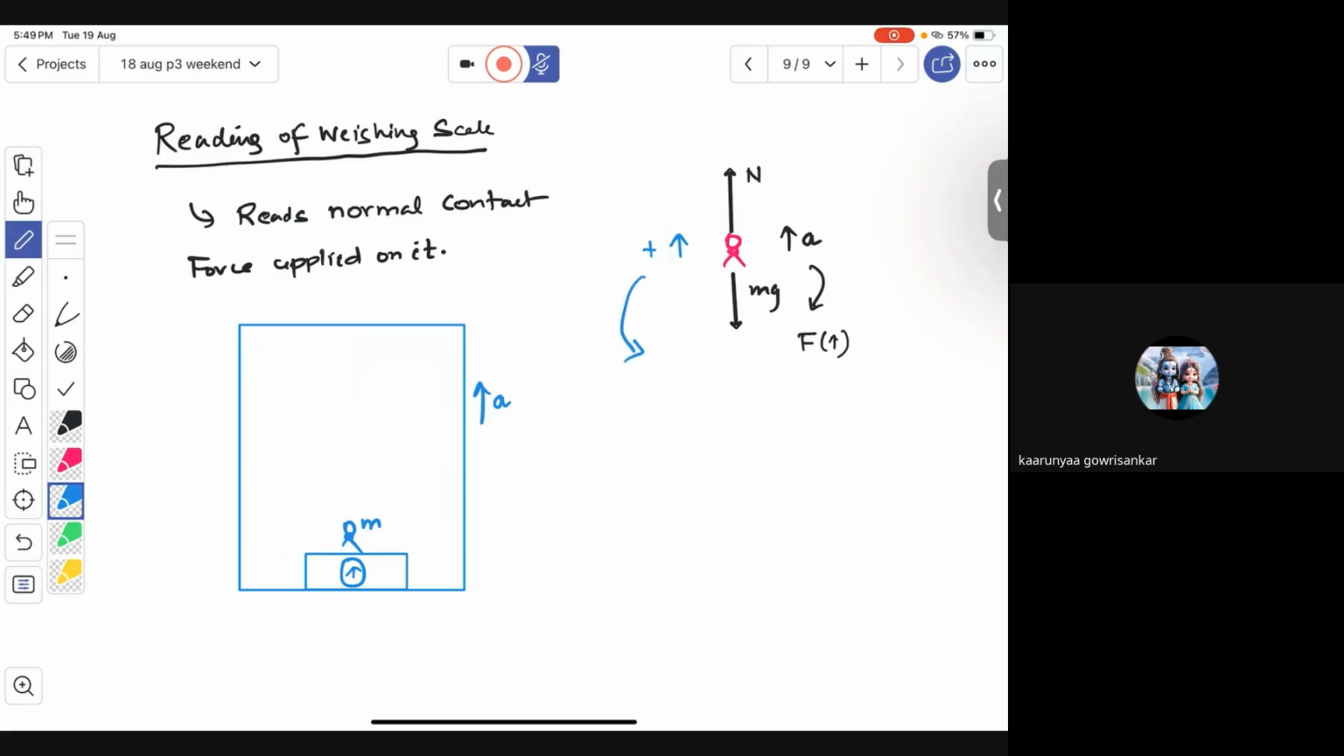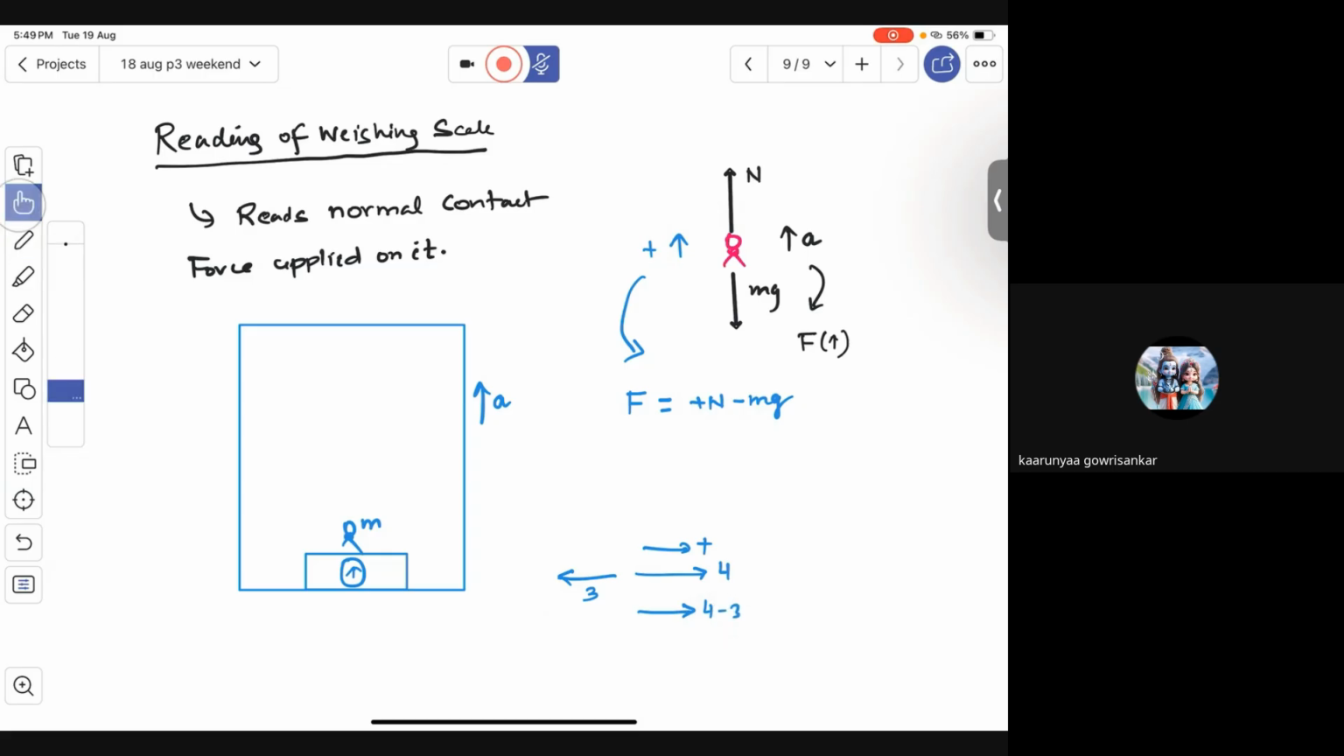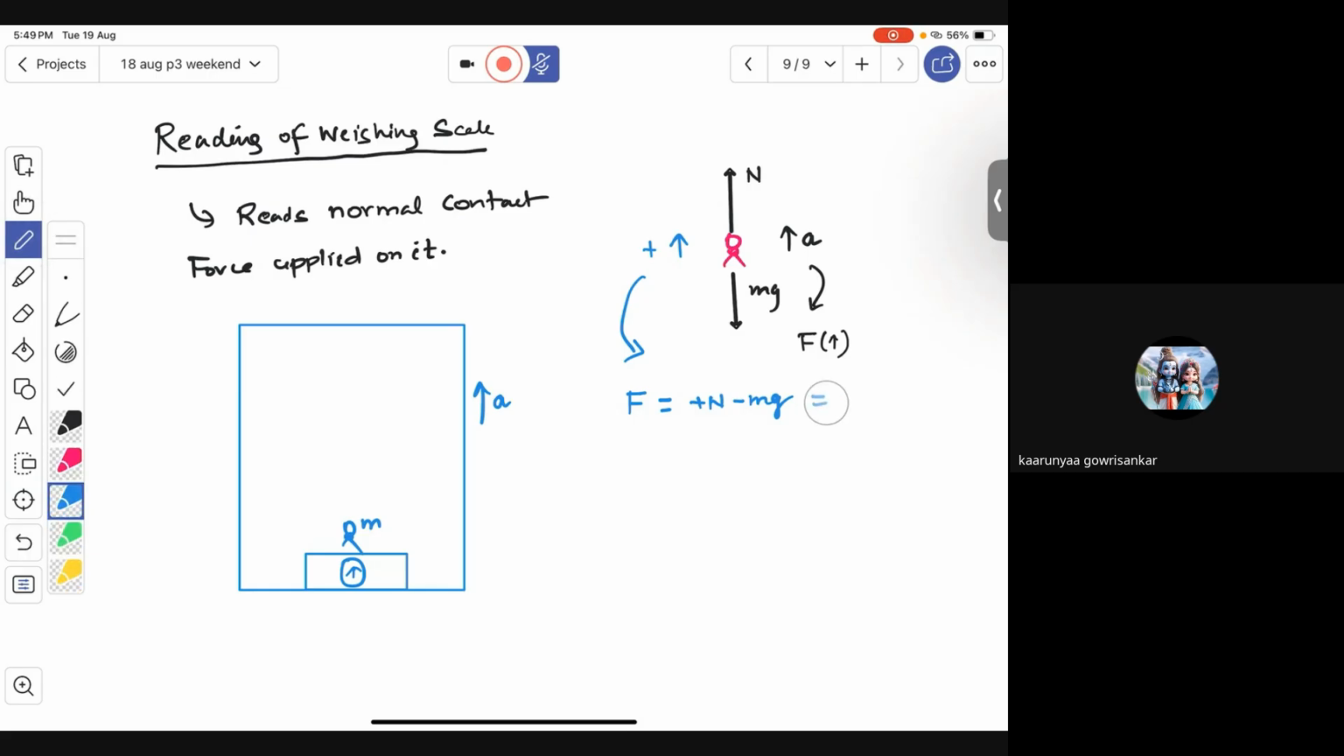So what will the net force really be? Normal contact force acting upward, so plus N. mg acting down, so minus mg. It's like this: suppose I have one vector of length 4 and another vector of length 3, and I take this side as positive, the resultant will be how much? 4 minus 3. Similar thing I'm doing here, no? Yes, sir. And that is going to be equal to mass times acceleration. So we get N minus mg equals ma. So N will be equal to m(g plus a).